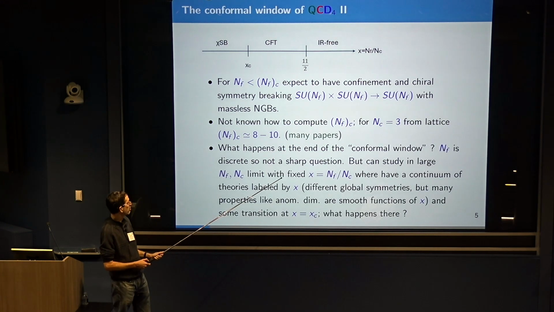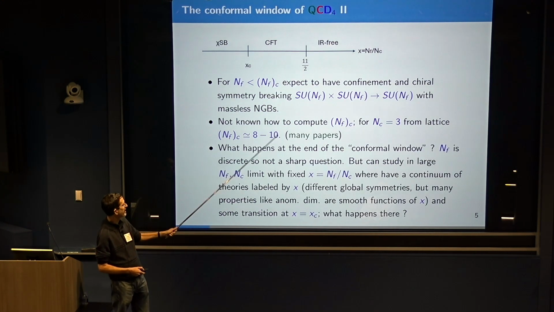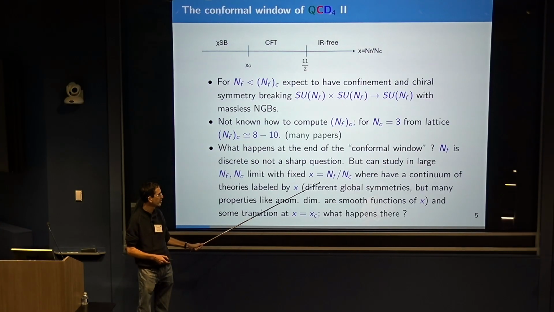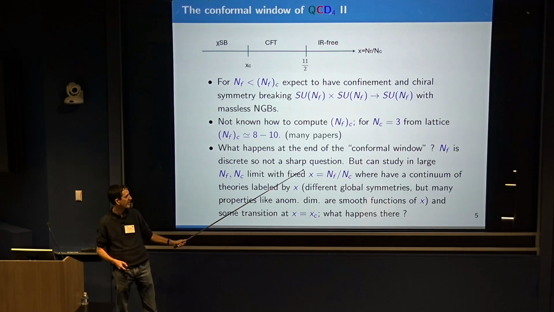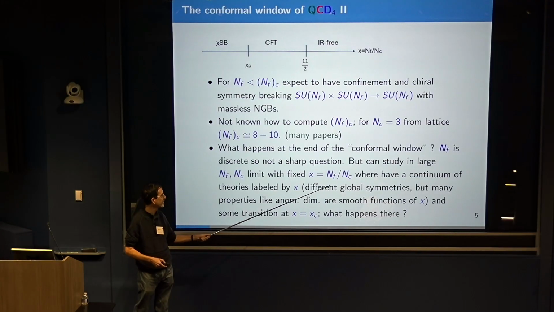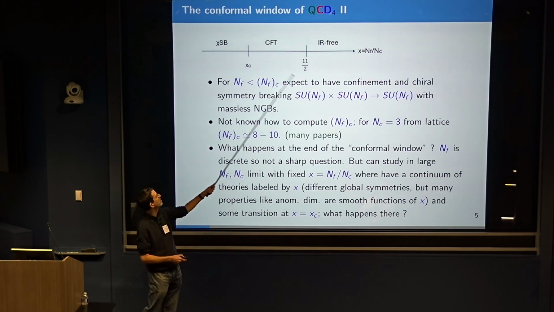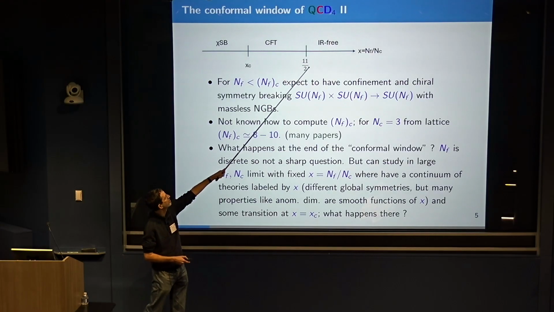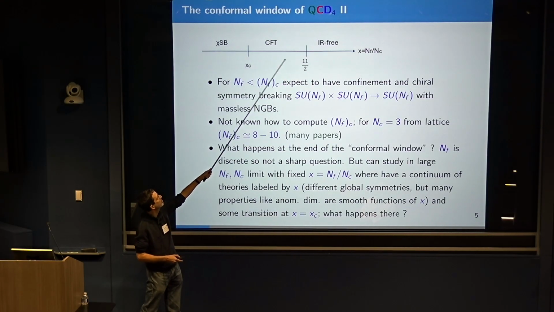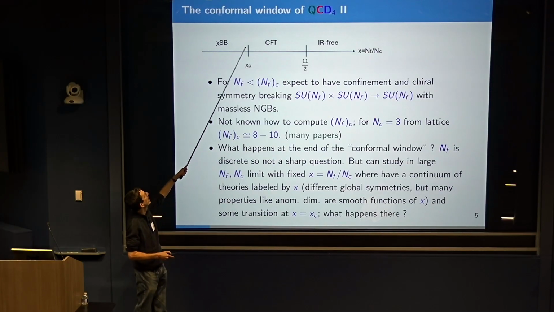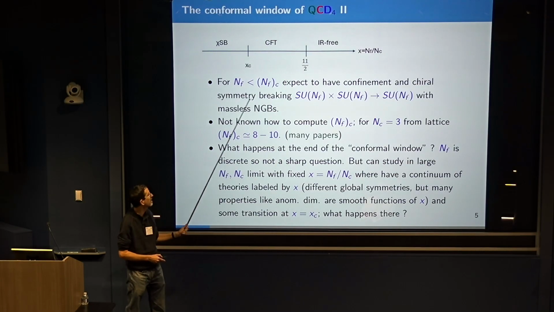However, we can make this into a sharp question by taking the large N limit. So we will take a large number of colors and also a large number of flavors while keeping the ratio x constant in the large N limit. So in this limit, this parameter x becomes almost continuous. We still have asymptotic freedom when x is bigger than 11/2, and a weakly coupled CFT slightly below this range. And then eventually, we have this transition to chiral symmetry breaking.